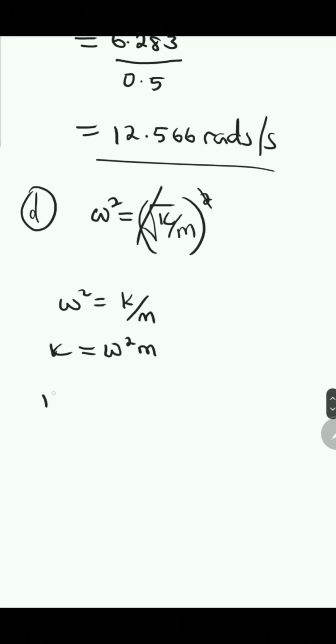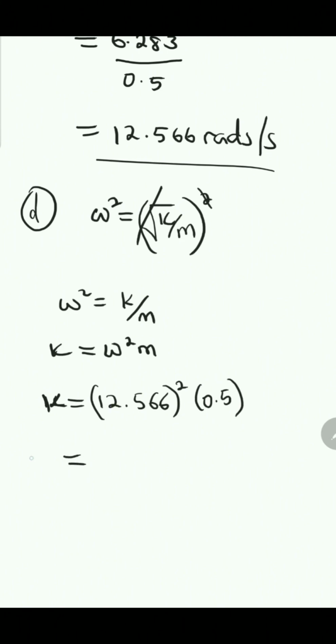Now our k, the spring constant, will simply be equal to the angular frequency, the same one we obtained in C, just that we're going to square it this time, multiplied by the mass, which is the one given in the problem, 0.5. Then when you compute this on a calculator, we simply get k equal to 78.95.